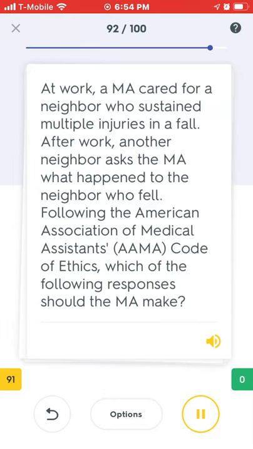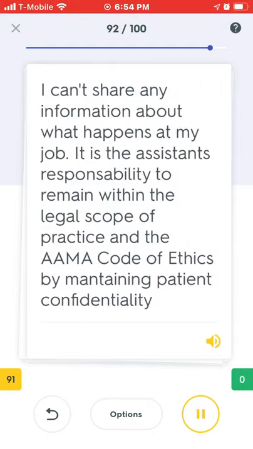At work, an MA cared for a neighbor who sustained multiple injuries in a fall. After work, another neighbor asks the MA what happened to the neighbor who fell. Following the American Association of Medical Assistants Code of Ethics, which of the following responses should the MA make? I can't share any information about what happens at my job. It is the assistant's responsibility to remain within the legal scope of practice and the AAMA Code of Ethics by maintaining patient confidentiality.